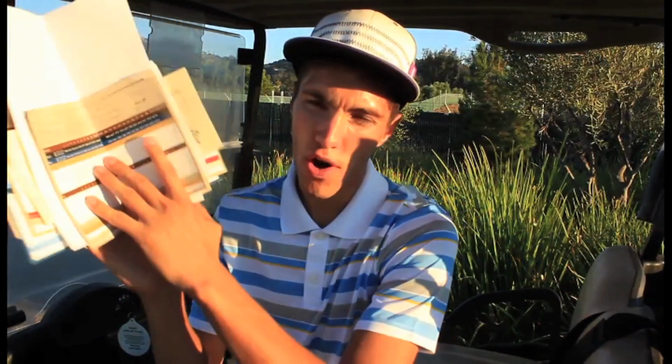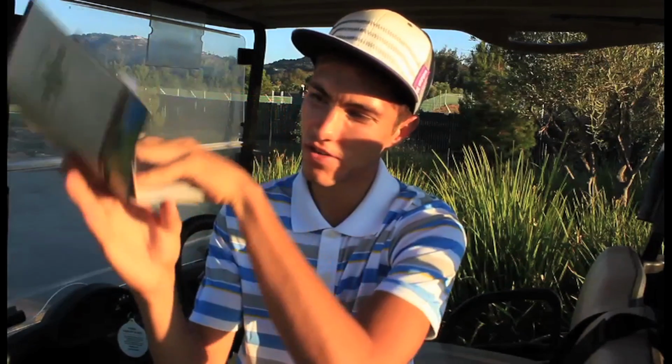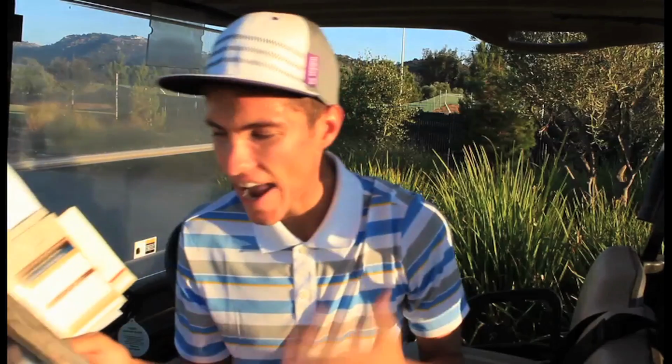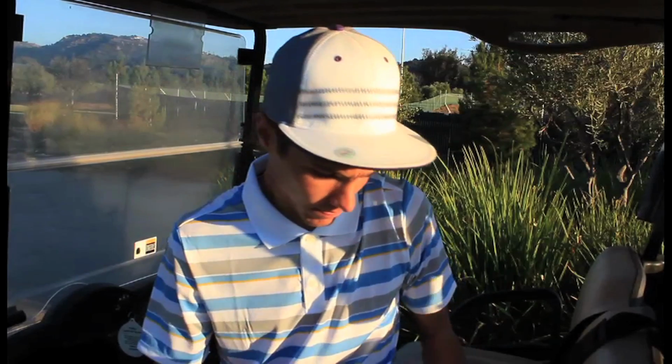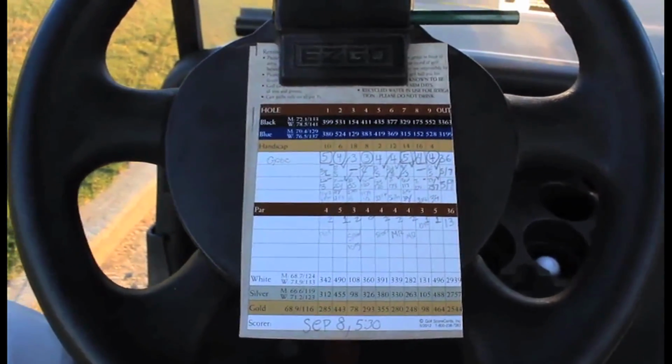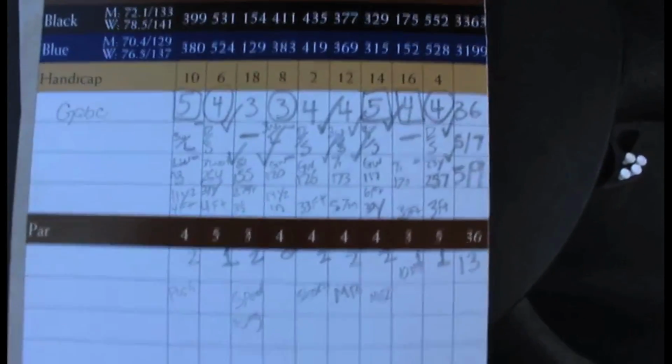Okay, you guys, so here we are in the cart, and here are some of my scorecards. I keep a lot of my scorecards, as you can see. Pretty big pile of scorecards. And I keep my stats a little differently than most people, and a little more detailed. Let me show you what I mean. Here is where a normal golf scorecard would be, right here on the steering wheel. But let me show you how I keep my stats.